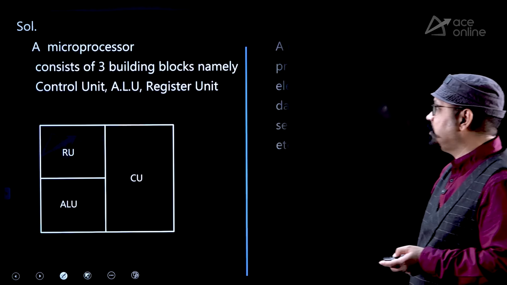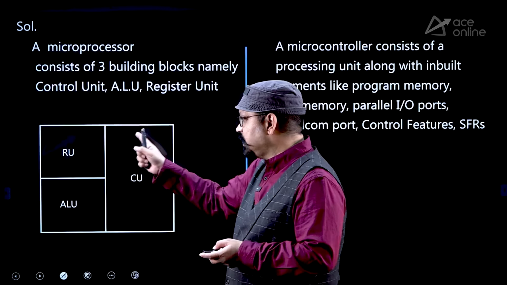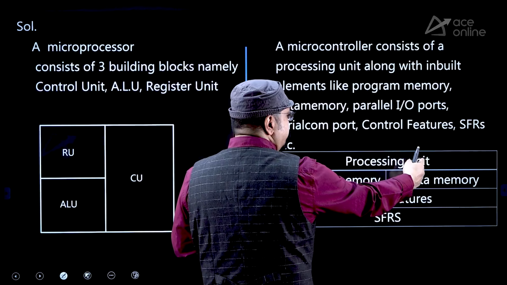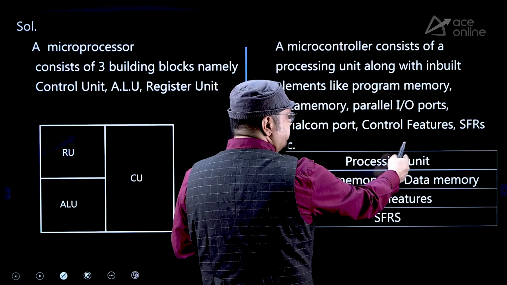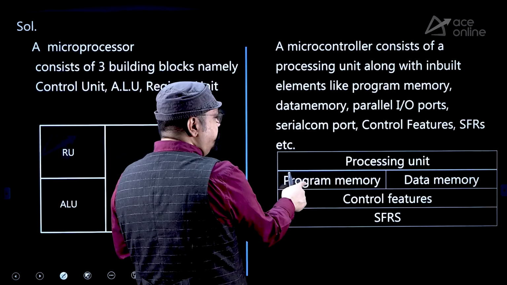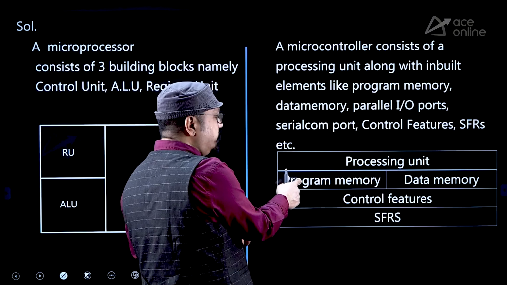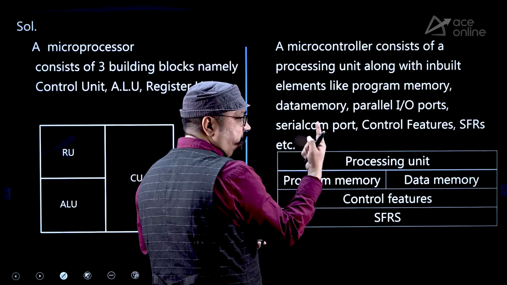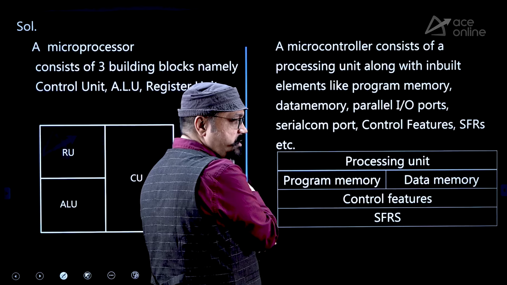So that is the statement I gave. A microcontroller is nothing but a processing unit. Inside this processing unit, you will find the control unit, register unit and arithmetic logic unit. General purpose registers will be there inside this processing unit, along with inbuilt program memory, code memory, instruction store, and inbuilt data memory, and also inbuilt control features which are not there in a general purpose microprocessor, like timers and counters.